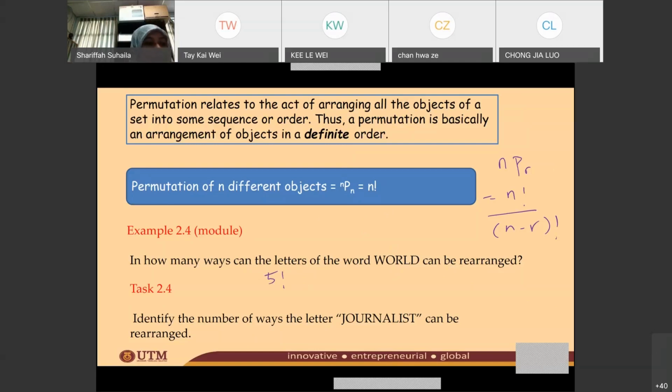Task 2.4: identify the number of ways the letters can be arranged. Again, we have different objects, 1, 2, 3, 4, 5, 6, 7, 8, 9, 10. So you will have 10P10, or you can write 10 factorial, which is 3,628,800 ways. That is your permutation for n different objects.